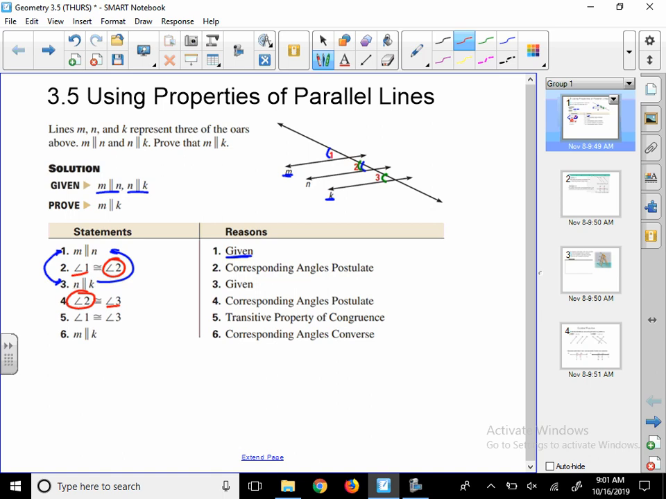And finally, from there, you can conclude that M is parallel to K, showing that this line here is parallel to this line, which is exactly what we want to do. And that is our corresponding angles converse. So just a little proof of that corresponding angles converse. Little proof there using both corresponding angles and that converse.